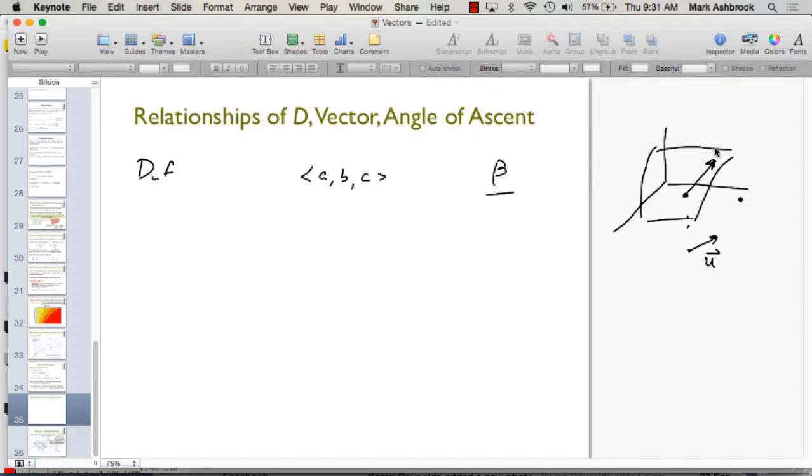We have direction vector u, but then we have a vector that we can think of as in the direction of u, but tangent to the surface, showing the rate of change. We'll call that generically ABC. And really, any constant multiple of ABC is valid for ABC. Does that make sense? And then we have beta. What is beta? Beta is that angle right there. The angle of ascent is the angle beta.